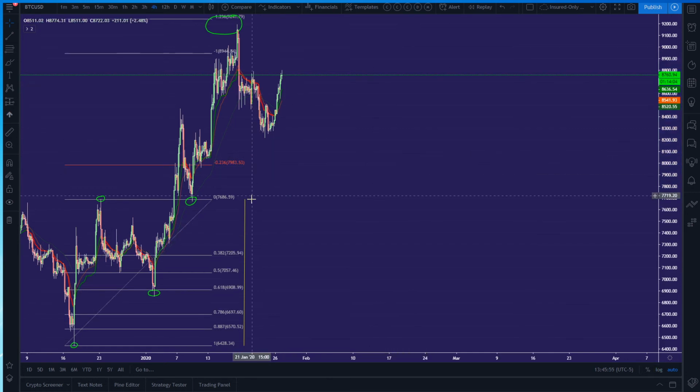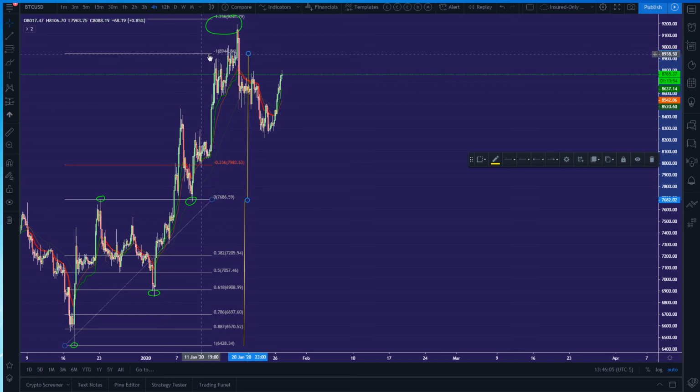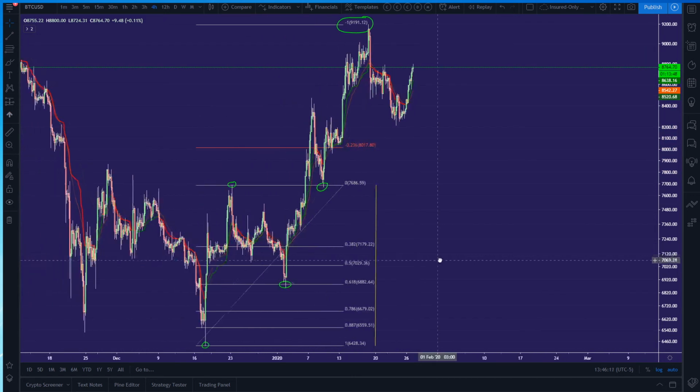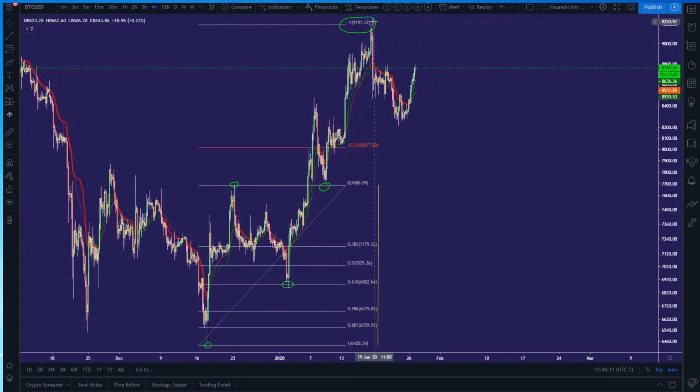So let me do this again here. I'm going to be taking an expansion off of this, basically looking for that -1 move off of this, and we hit this target here pretty well. And I know I was on a log scale, so it does look a little different, but nonetheless, this is looking for an expansion to the upside, basically expanding 100% of this move.